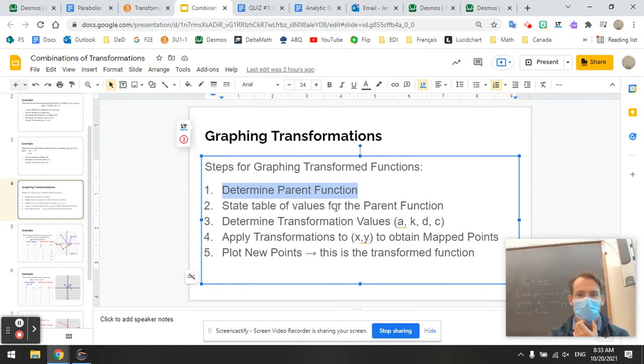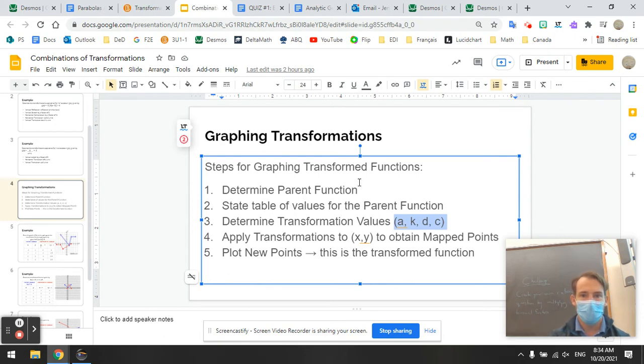So you want to make a table of values for that parent function. Basically pick a few interesting points. You might choose the roots of a quadratic. You might choose its vertex. If it's the reciprocal function, you might take that point 1, 1 and -1, -1 and move those around. And then find the values of your transformation and then map your points according to those transformations.